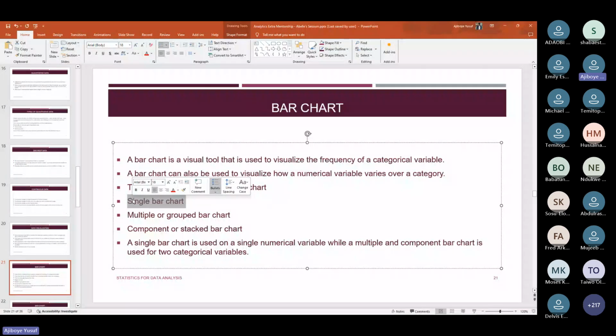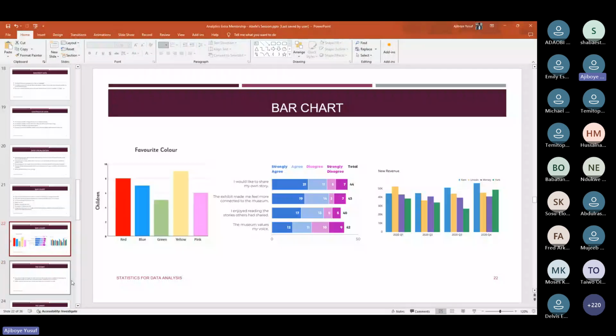Now, you can plot your bar chart either vertically or horizontally. A single bar chart is used on a single category, while your multiple bar chart is used for 2 categorical variables. So I actually have a picture here of a bar chart. You must have seen it. This is a single bar chart. This right here is a stacked or components bar chart, and this right here is a multiple bar chart.